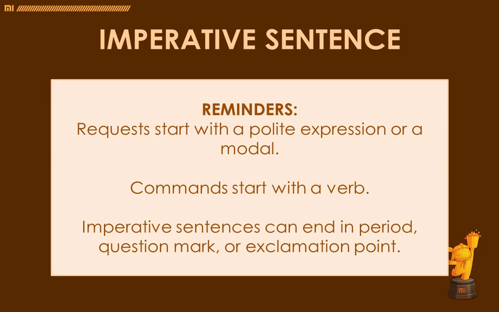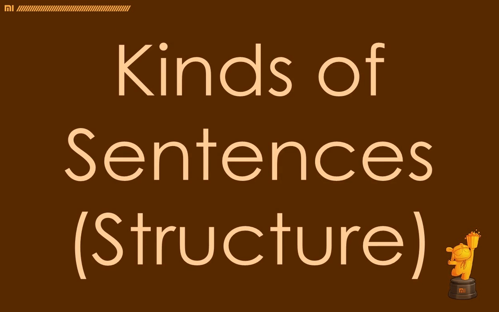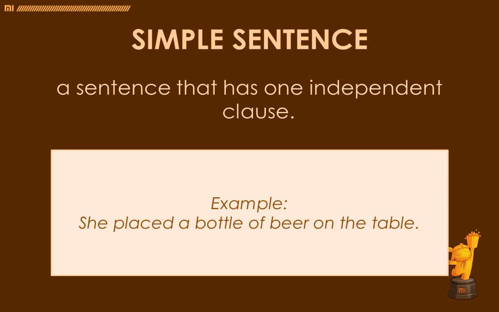Now that we are through discussing the kinds of sentences according to use, let us now discuss the kinds of sentences according to their structure. There are 4 kinds of sentences according to structure. The first one is a simple sentence. A simple sentence is a sentence that has one independent clause. For example, "She placed a bottle of beer on the table."